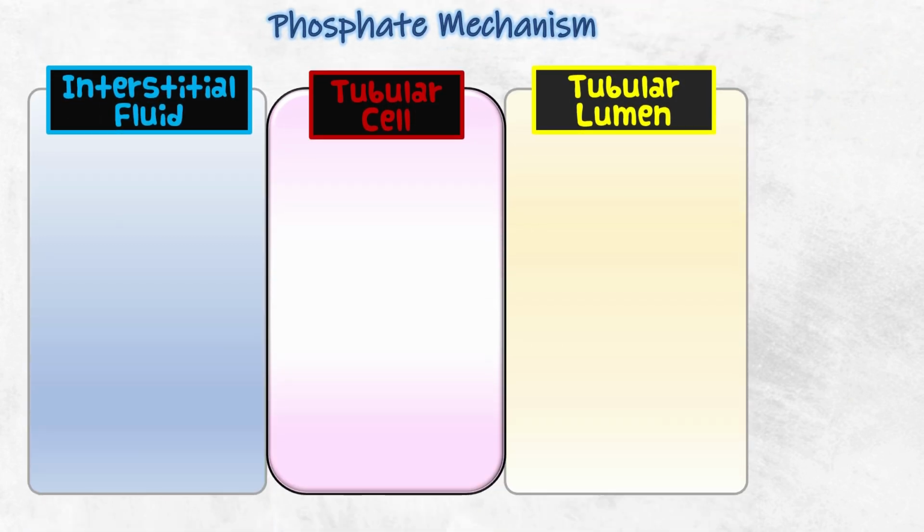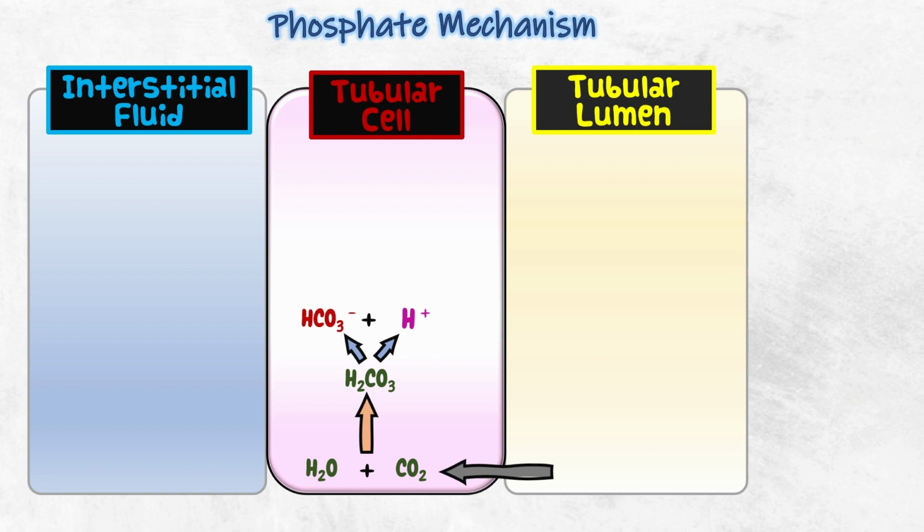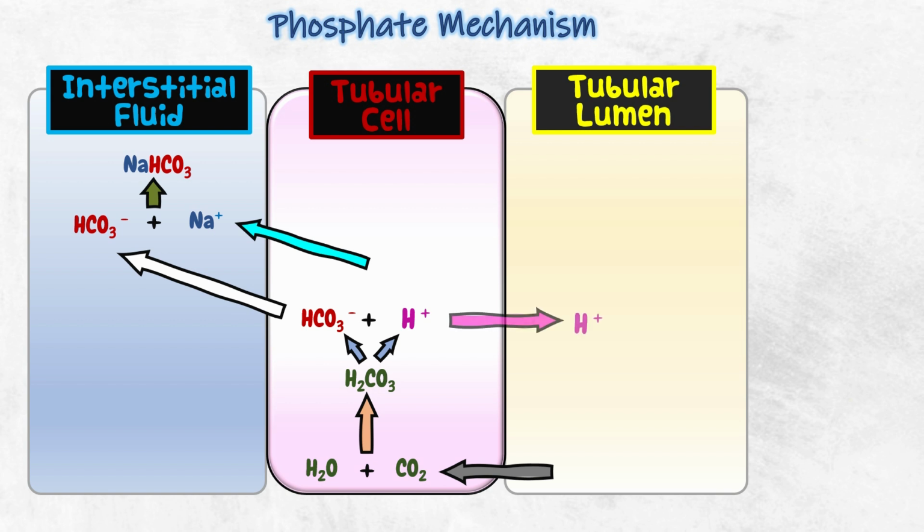In the tubular cells, carbon dioxide combines with water to form carbonic acid. It immediately dissociates into hydrogen ion and bicarbonate. Bicarbonate from the tubular cell enters the interstitium. Simultaneously, sodium ion is reabsorbed from renal tubule under the influence of aldosterone. Sodium ion enters the interstitium and combines with bicarbonate. Hydrogen ion is secreted into the tubular lumen from the cell in exchange for sodium ion.